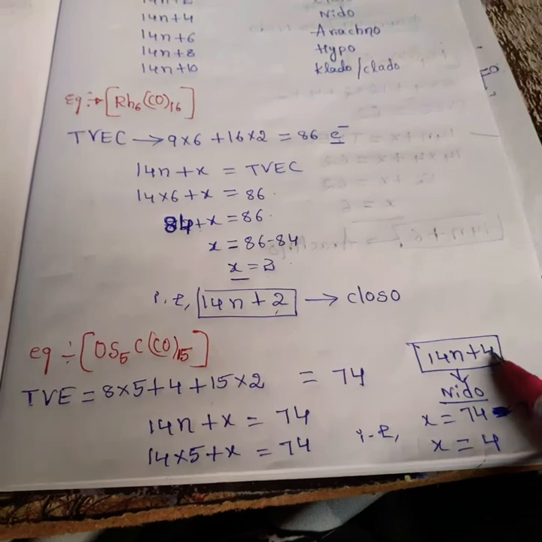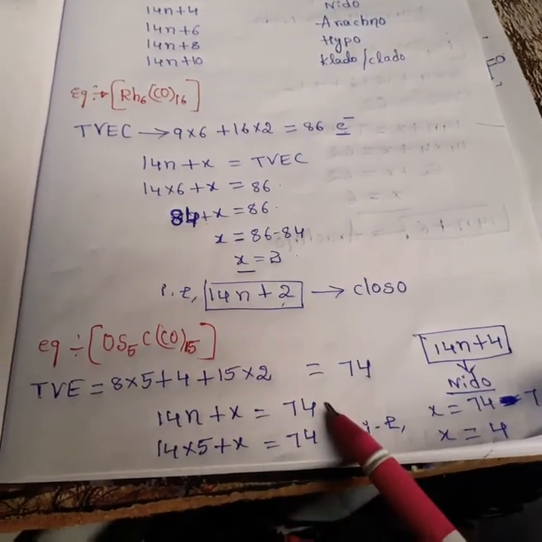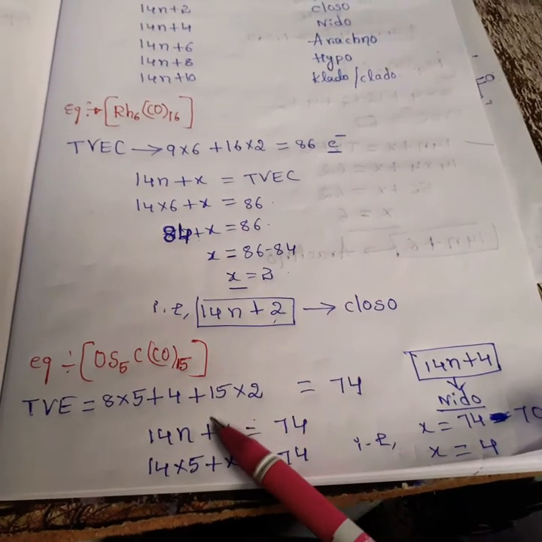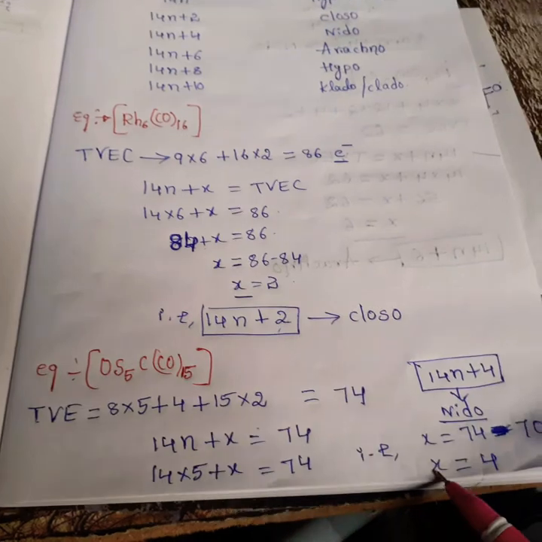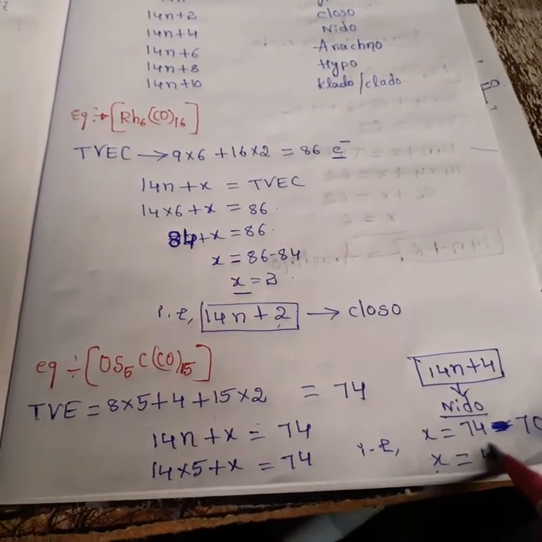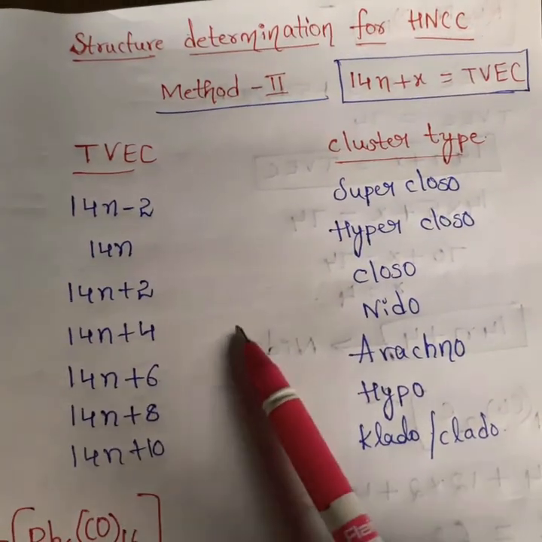I hope you understood. Just see, friends, our formula is 14n plus x is equal to total valency electrons. So we just have to find this x and substitute it. We have calculated x and here we got 4. So 14n plus 4. Now we should look at our chart. 14n plus 4 means nido. That means the cluster type is nido. Let us take one more example.